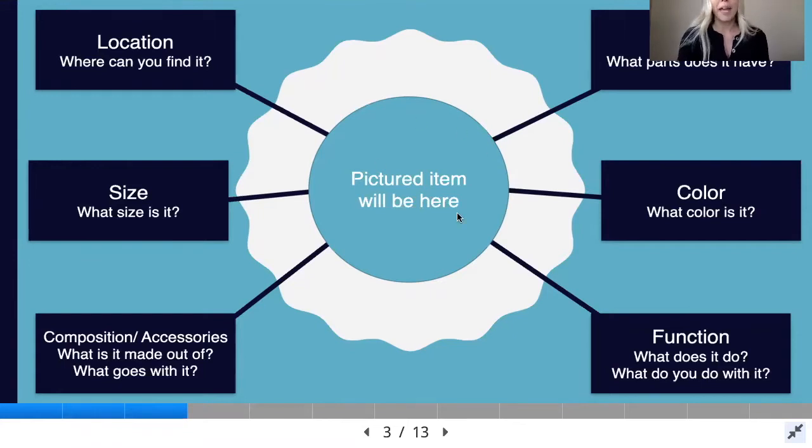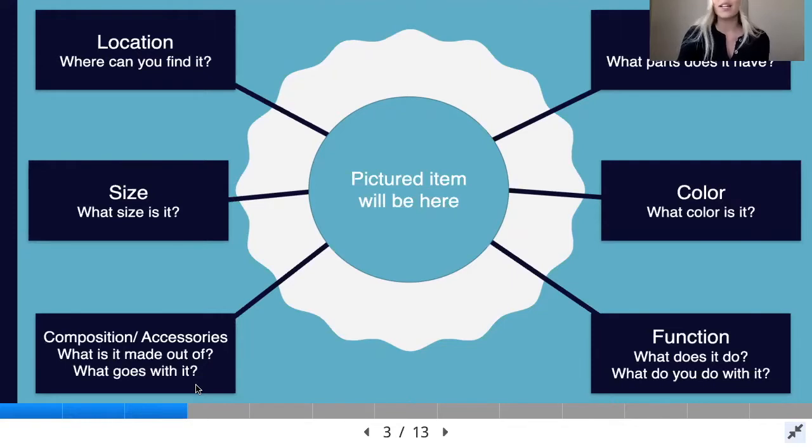So I'm going to put a picture here of a different item. We're going to talk about it together. And these are some ways that we can talk about the item. So first up here, you see it says location. So we're going to talk about where can we find it? Where can we find that item? This next box is size. What size is it? Is it big? Is it small? Then if we come down here, we have composition or accessories.